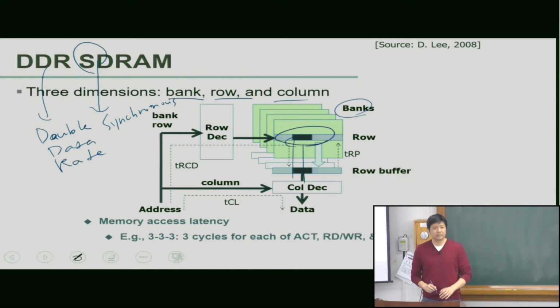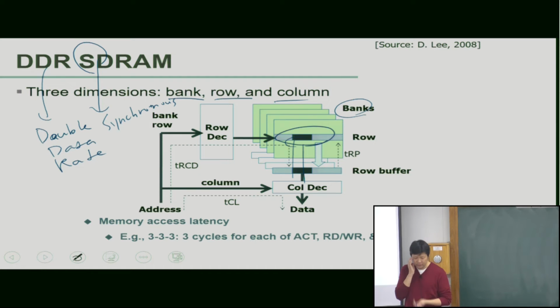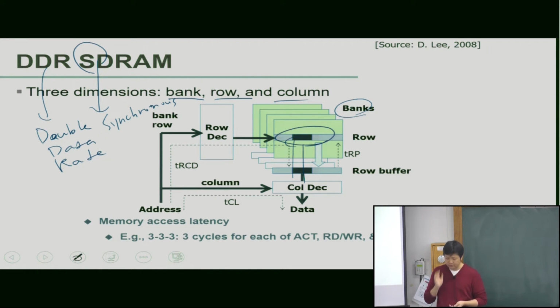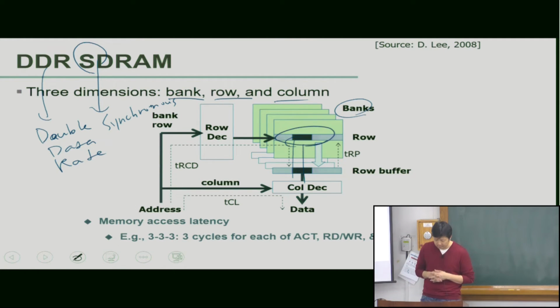So synchronous means it actually has a clock. In old generation DRAM, they didn't have any clock. So that's asynchronous DRAM. But in this case, we have a clock in this memory subsystem, so it's called synchronous DRAM. And most of the DRAM available today is synchronous. They actually have a clock. Okay?